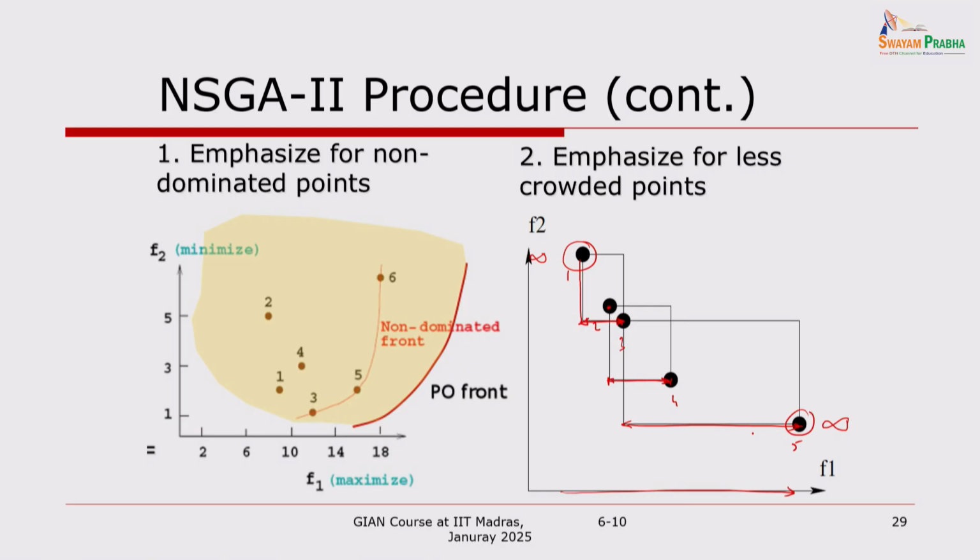Okay, we save them. Now go and sort all of them again in F2. So now this will be 1, 2, 3, 4, 5. Repeat the process. We assign infinite to the extremes. To this one we assign this distance, the neighboring distance. For 3 we assign this, for 4 we assign this, and we add these, and the extremes remain infinity.